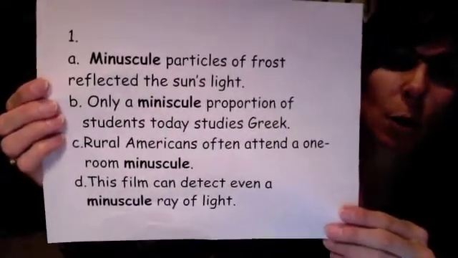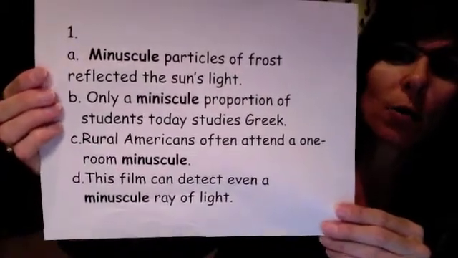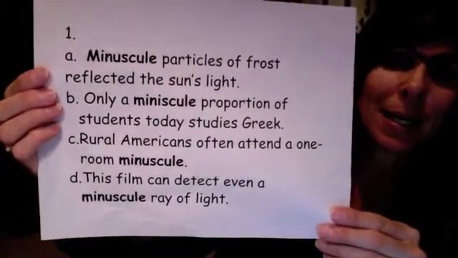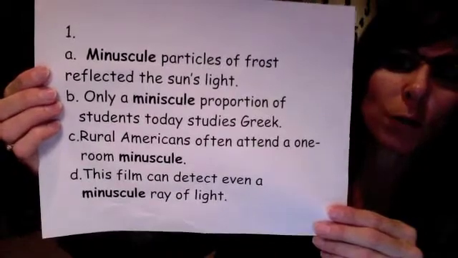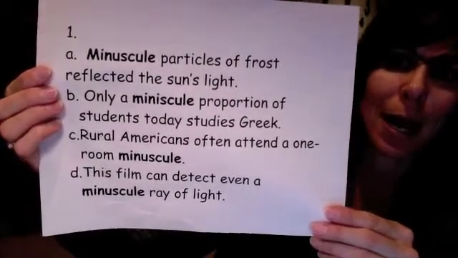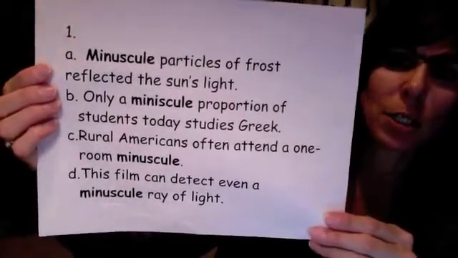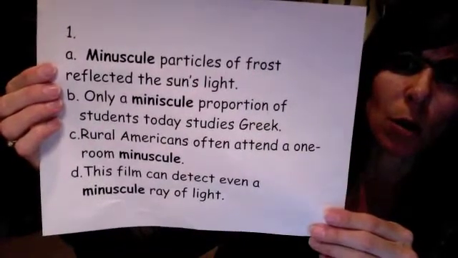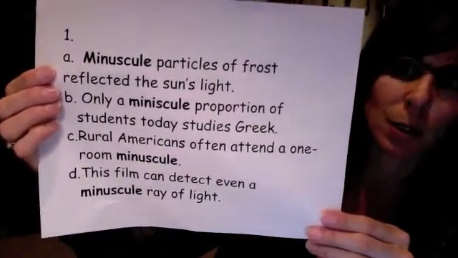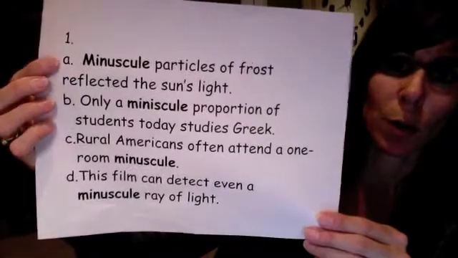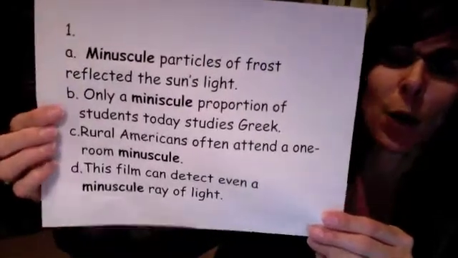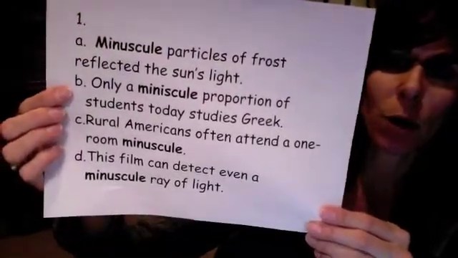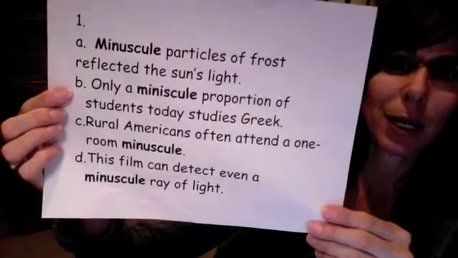So here we go with number 1. We look at all of them, A, B, C, and D. And A says, minuscule particles of frost reflect the sun's light. So if I just change minuscule to small, small particles of frost reflect the sun's light. That sentence makes sense. So A is good. A is not the one that we're looking for. We're looking for the one that's used incorrectly.